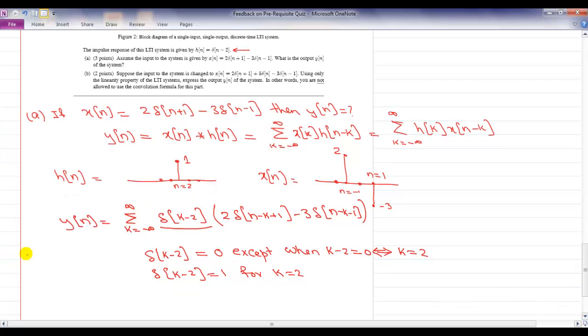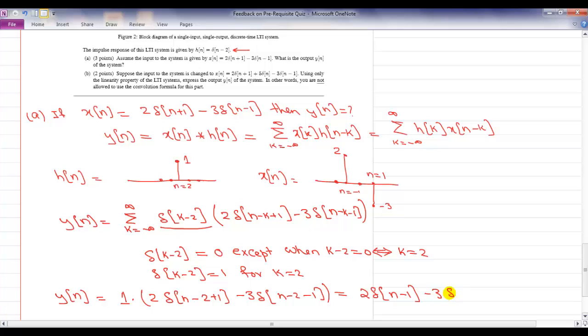That's the only term that will survive. So when we do that, we get y of n equal to, now I'll replace delta of k minus 2 by 1, and that is when k equals 2. So I'll replace k by 2. So I get 2 delta of n minus 2 plus 1 minus 3 delta of n minus 2 minus 1. And that is equal to 2 delta of n minus 1 minus 3 delta of n minus 3. Okay. So this is the answer that you get if you follow the explicit convolution formula.